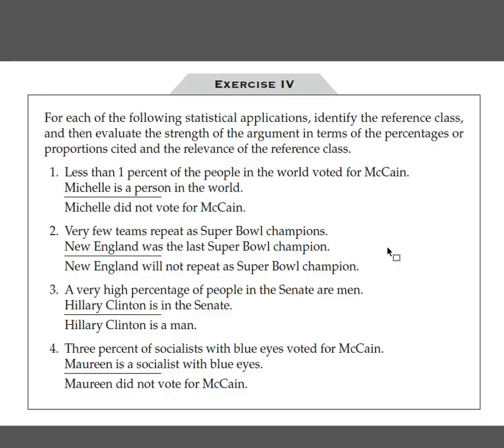Okay, now the tricky one for applications. The ratio, the first one, is pretty straightforward. It just needs to be close to 0 or 100%. The second one requires a little bit more critical thinking and creative thinking. So this standard asks, is the reference class chosen to get insight about the subset the most relevant reference class that we could have chosen for figuring out if the subset has the claimed feature? So the conclusion here is about whether New England will repeat as Super Bowl champions or not, and the conclusion is saying that they won't.